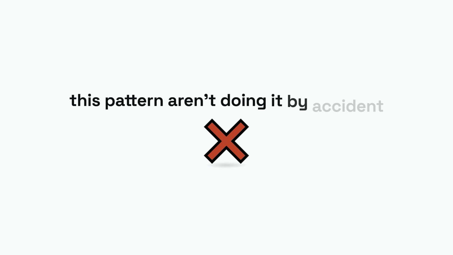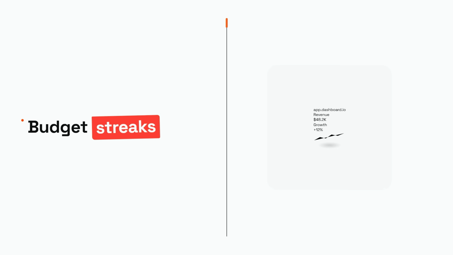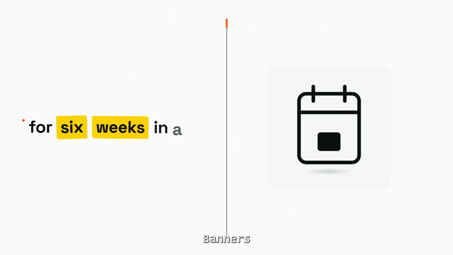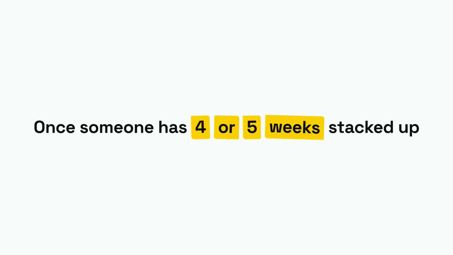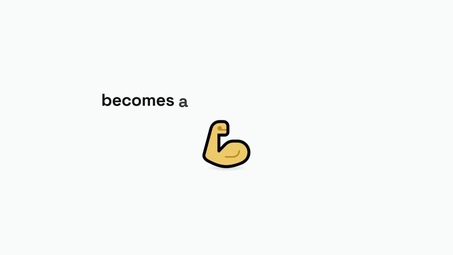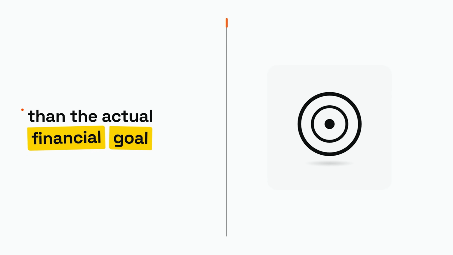Chapter 3. The Streak You Didn't Ask For. And once checking becomes a habit, some apps go one step further and start keeping score. Saving streaks, budget streaks. You stayed under budget for 6 weeks in a row banners. These borrow directly from the same mechanic that made language learning apps famous for guilt. A streak works because breaking it feels like a loss, not because keeping it feels like a win. Once someone has 4 or 5 weeks stacked up, the fear of losing that number becomes a stronger motivator than the actual financial goal underneath it.